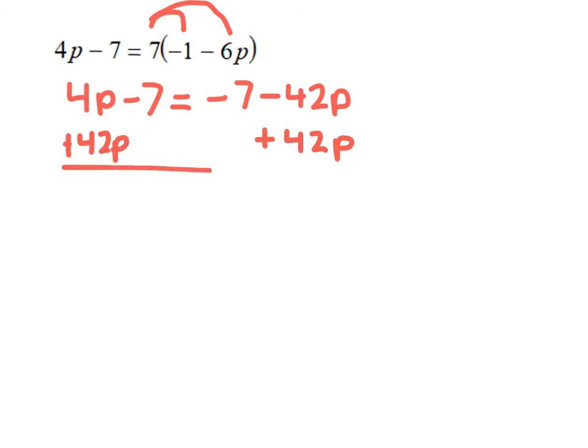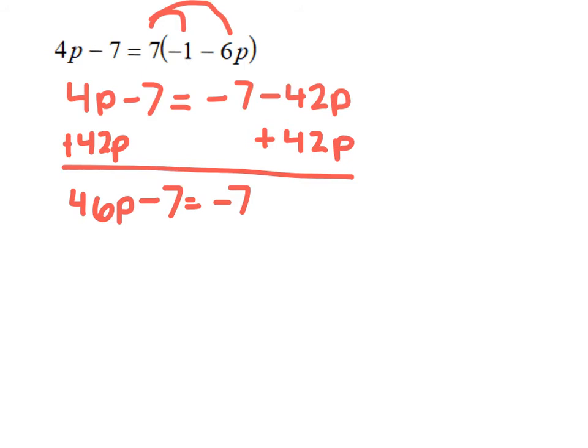So that will give me 4p plus 42p is 46p minus 7 equals negative 7. And since negative 42p and 42p cancel out, we leave it just as is.